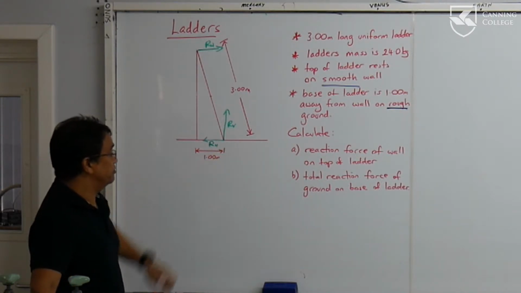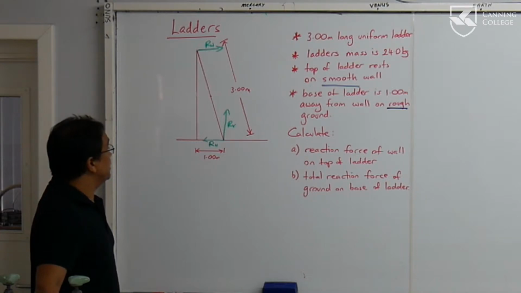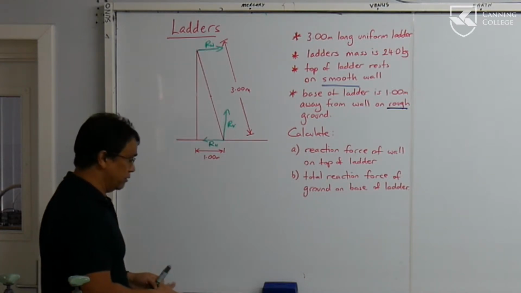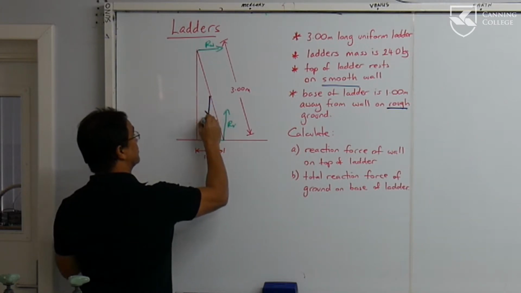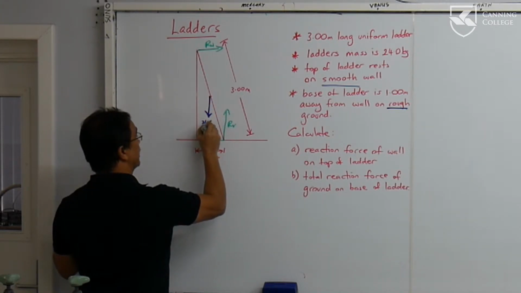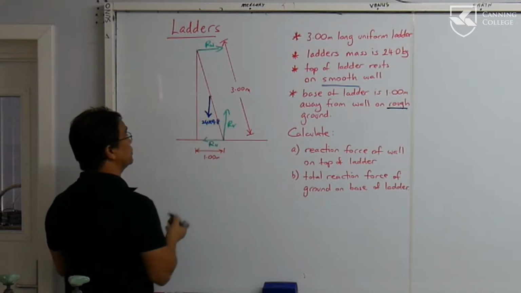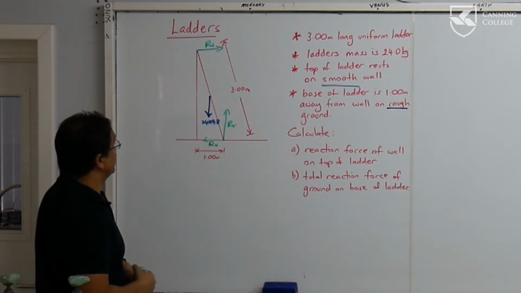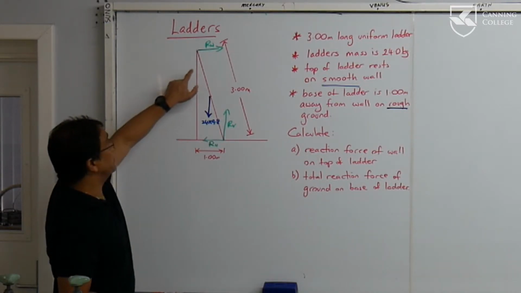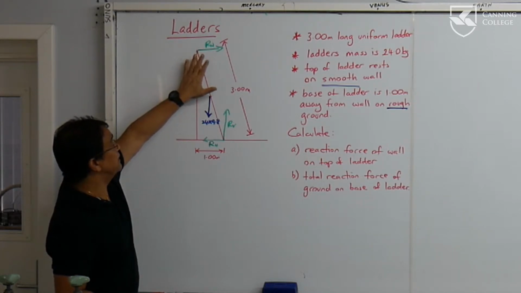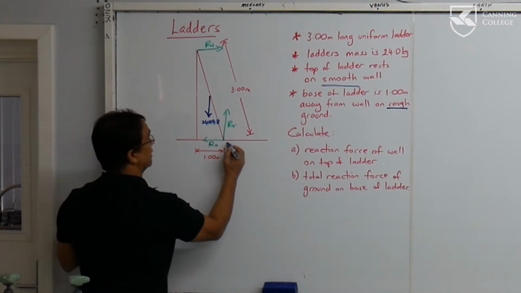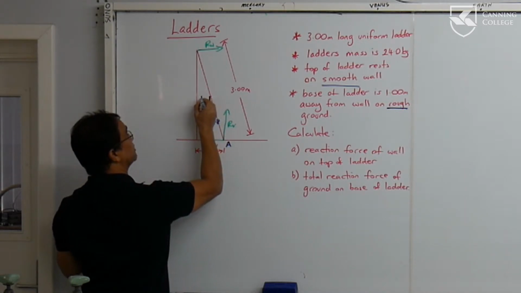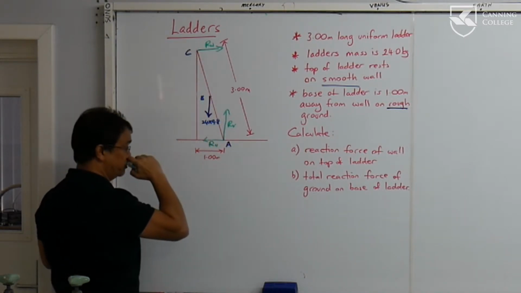The ground is rough. Okay, so the first thing I'm going to do is, again, just put in the weight of the ladder, which is 24 times 9.8 newtons. Now the first thing I'm going to do is to figure out RW. I'll label my points here, like I've always done. That's point A, call this point B, and I'm going to call this point C.